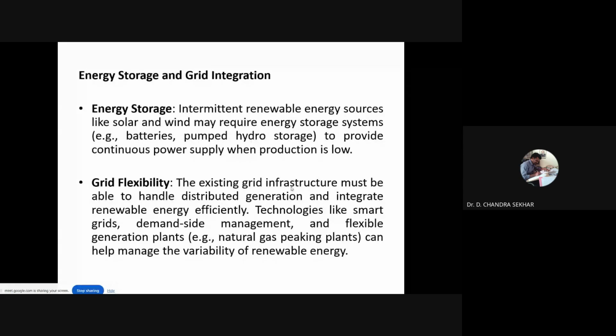So already in our country, the government has planned to install smart meters. They identified a few smart grid projects, and they're working on replacing the existing meters with smart meters. And demand side management and flexible generation plants, such as natural gas peaking plants, can help manage the variability of renewable energy sources.